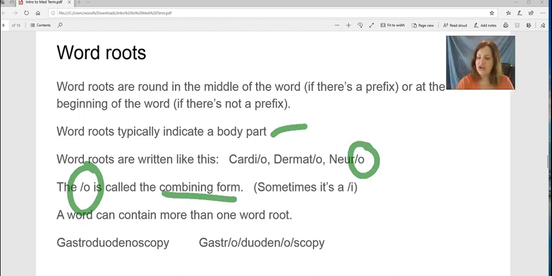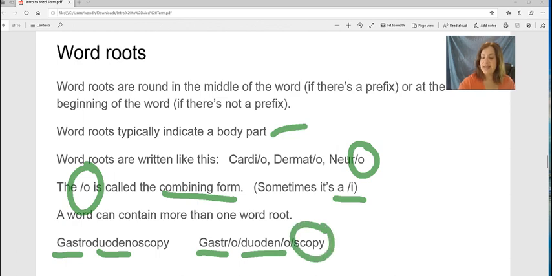Occasionally, rarely, it might be a /I. You will see that from time to time, but it is rare, but it does exist. A word can have more than one word root. For example, gastro and duodenal are both word roots, and we put them together to make the word gastroduodenoscopy. Gastro, duodenal, and scopy is a suffix, because remember, every word has to have one, so scopy is your suffix. So gastro is your stomach. Duodenal is the first part of your small intestine. So they're doing a scope to look at your stomach and your intestine. When they put the scope down your throat, they go to the stomach and then push it a little bit further into the intestines, and that's what that word means.